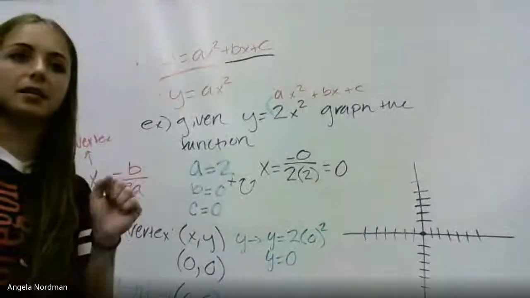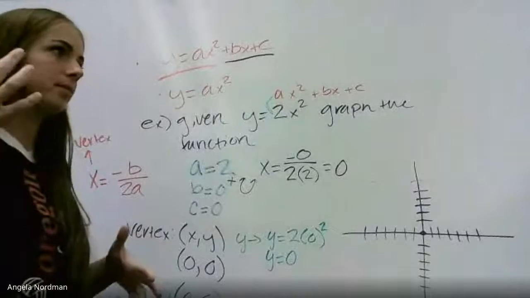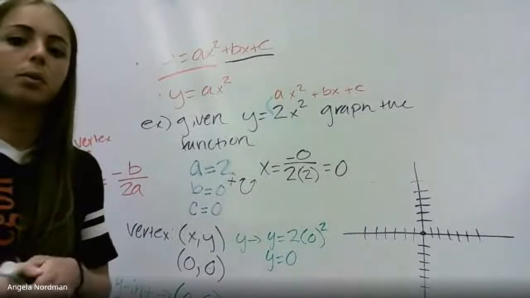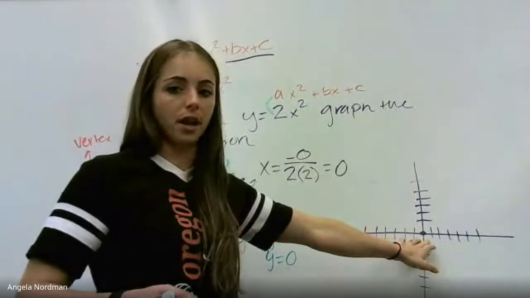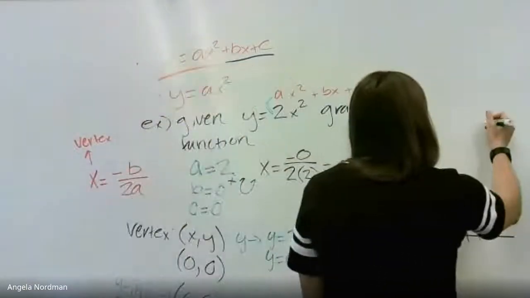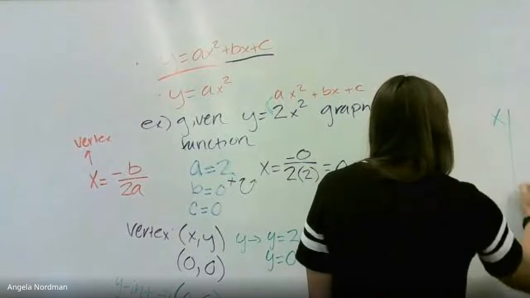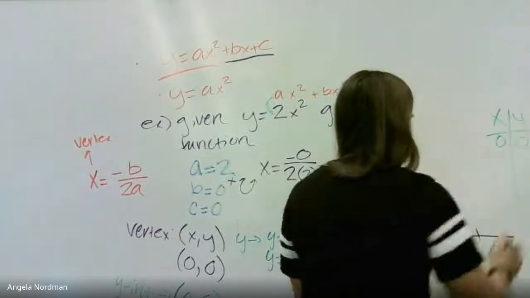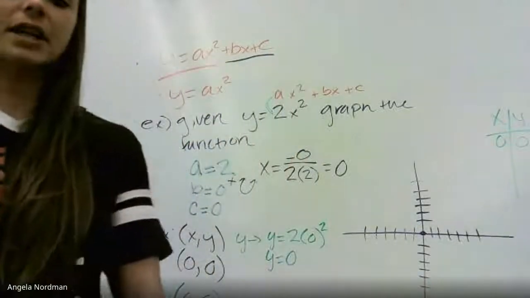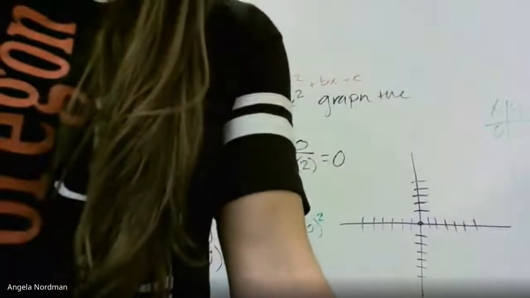You can choose any points you want. My advice on choosing points would be you choose ones that are near your vertex, okay? So when I go to start my XY table, I already have (0, 0), right? That was kind of already given to me. Not given to me, but I already found that one.